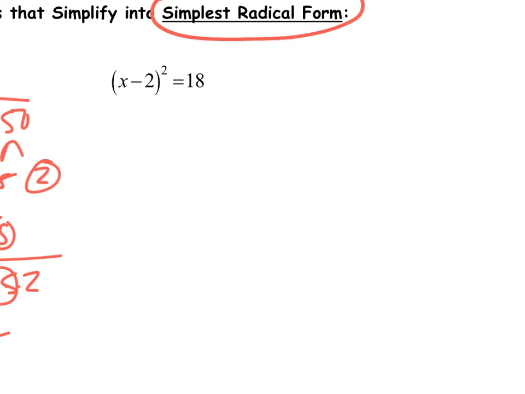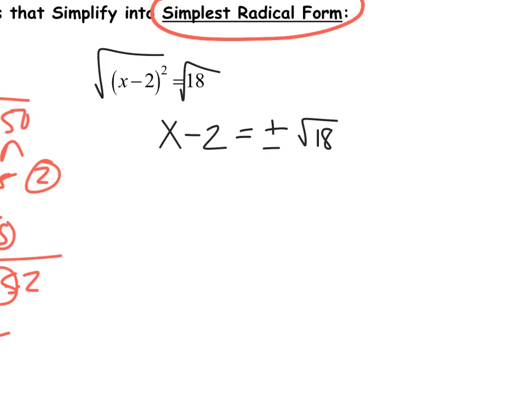So I have x minus 2 squared equals 18. Take your square root. The square root of x minus 2 squared is just x minus 2. And then I get equals plus or minus radical 18. Go to the side, find out what radical 18 is equivalent to. Break it apart. I get 2 and 9.